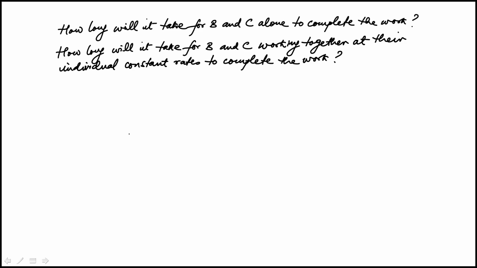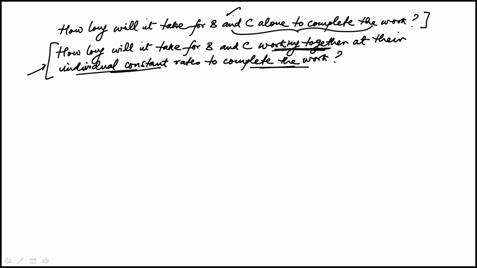So in this question, I want to make a comment about the question in the main stem where they're saying, how long will it take for B and C alone to complete the work? I think this is ambiguous. I would instead phrase the question along these lines: how long will it take for B and C working together? I think this is key. That needs to be there, at their individual constant rates to complete that work.